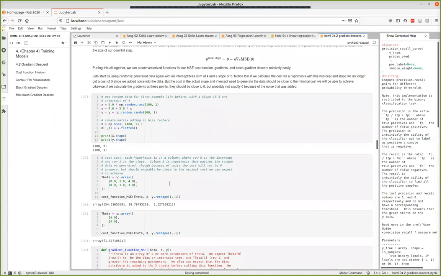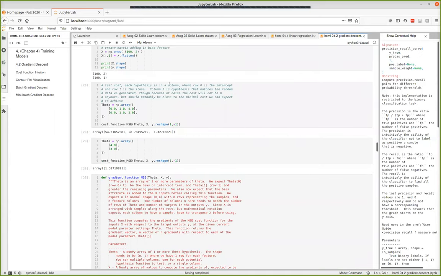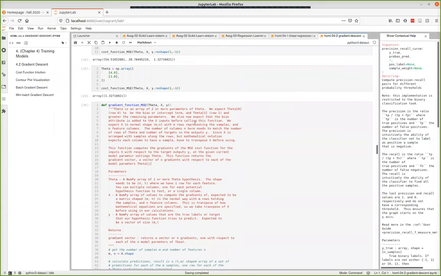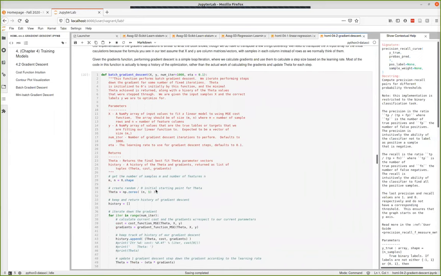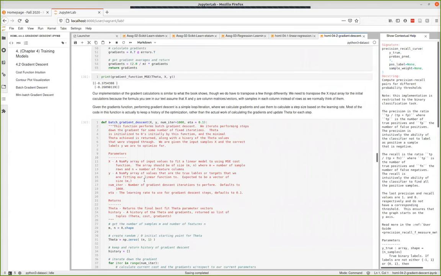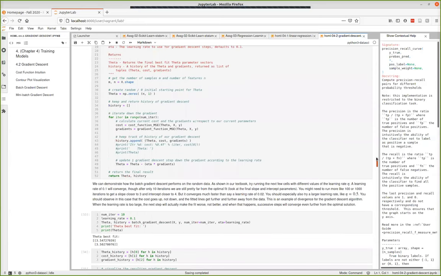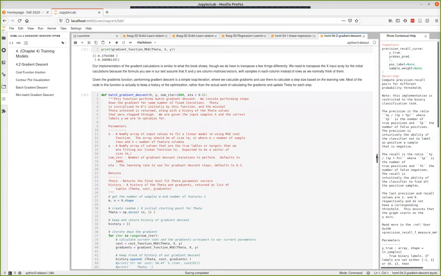I encourage you to spend some time and understand this. In fact, we give you Python functions by hand to calculate the gradient and to perform gradient descent, okay? And then finally, I want to wrap up here and then maybe just discuss a little bit, or at least get you started on the third assignment.